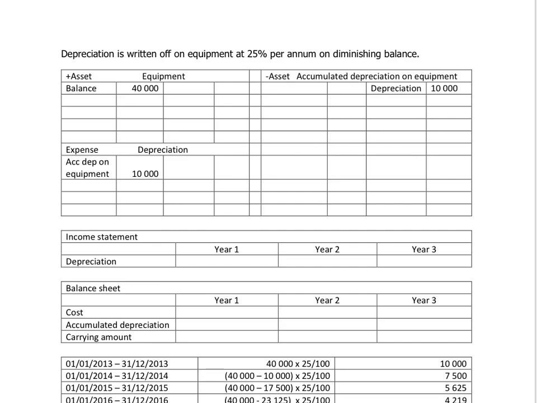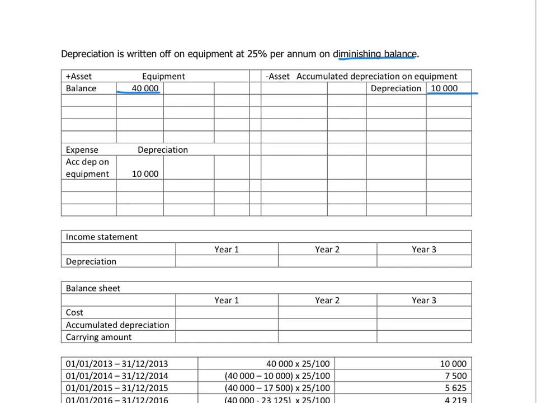The first method to use to write off depreciation is on the cost price. The second method is the diminishing balance method. In the diminishing balance method, we work on the reduced amount every year. So the first year, the asset is worth 40,000. We've written off 10,000 rand depreciation at the end of the first year. When we want to calculate the depreciation for the second year, we will take the cost price of 40,000 less the 10,000 accumulated depreciation, and we will calculate the amount on 30,000 rand.